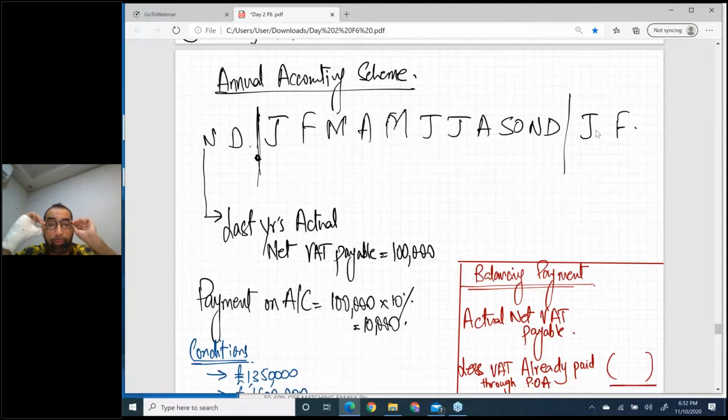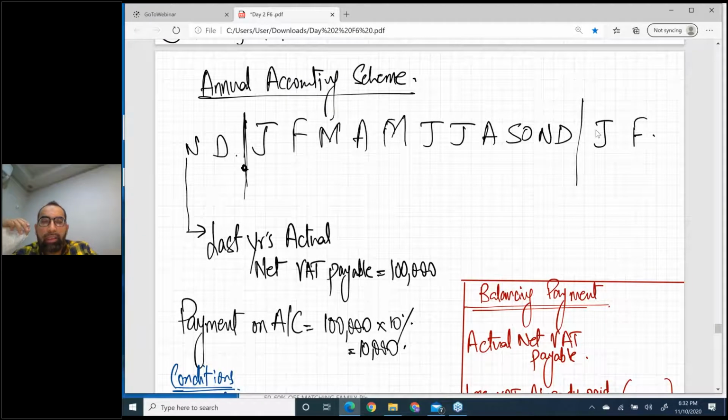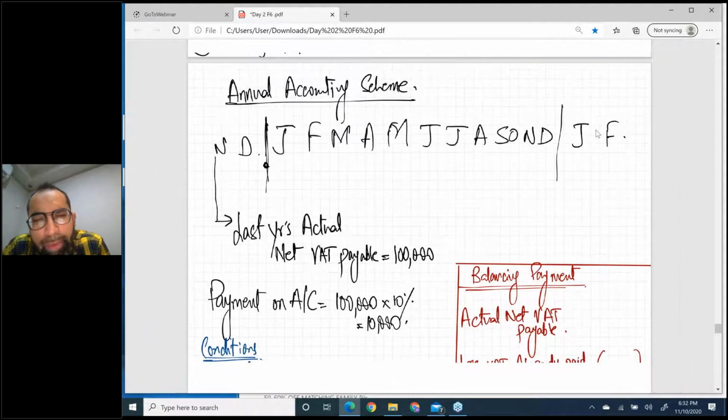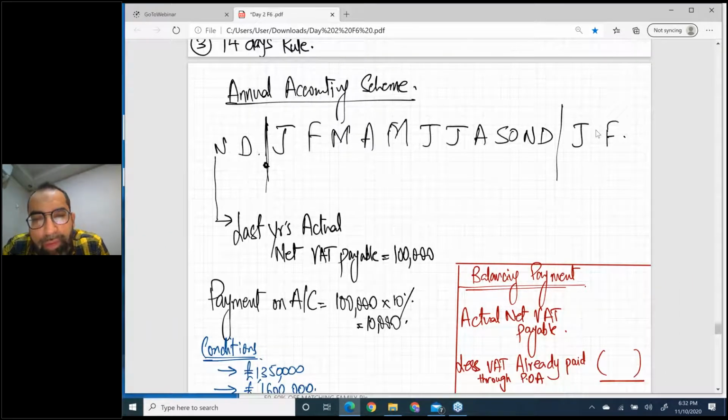Now, you definitely studied these three schemes. There are three schemes in your VAT, value added tax topic, for payment of tax: annual accounting scheme, cash accounting scheme, and flat rate scheme. What is the annual accounting scheme?